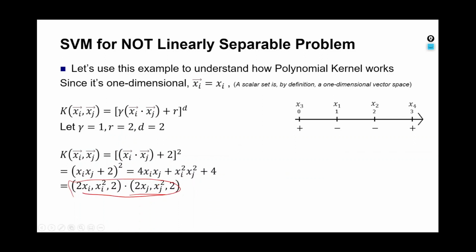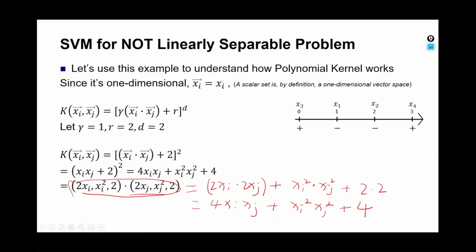So if you look at this one to verify, you can see 2xi, 2xj, so it's basically 2xi multiplied with 2xj, plus xi squared multiplied with xj squared, plus 2 multiplied with 2. Okay, we got 4xi xj plus xi squared xj squared plus 4. Right? It's just like how we do the dot product for simple vectors.